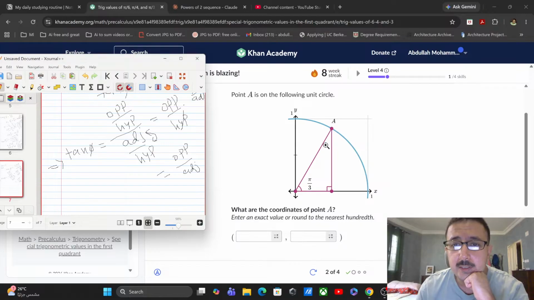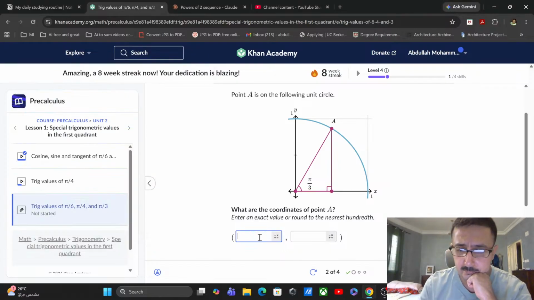So is this one? Give me something to work with. Is this one? So this goes here, and this is 1, and this is 1, so this is half. I got this 1, this half. I got X as half, point half.